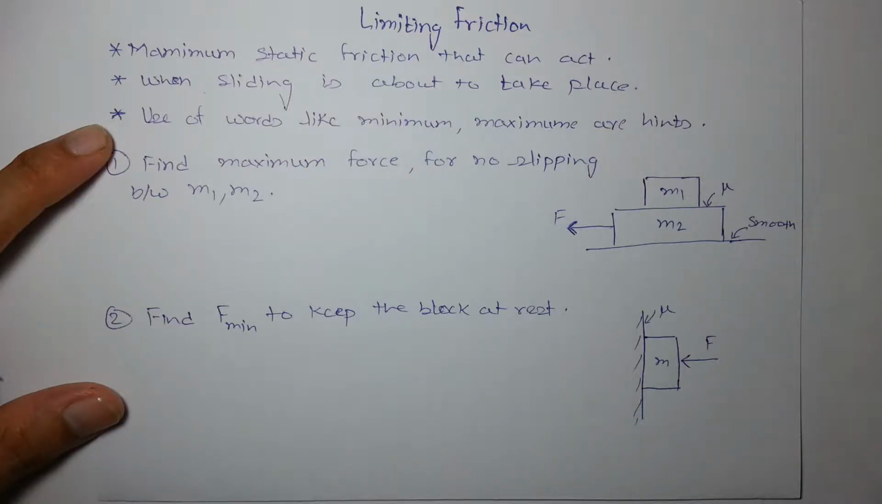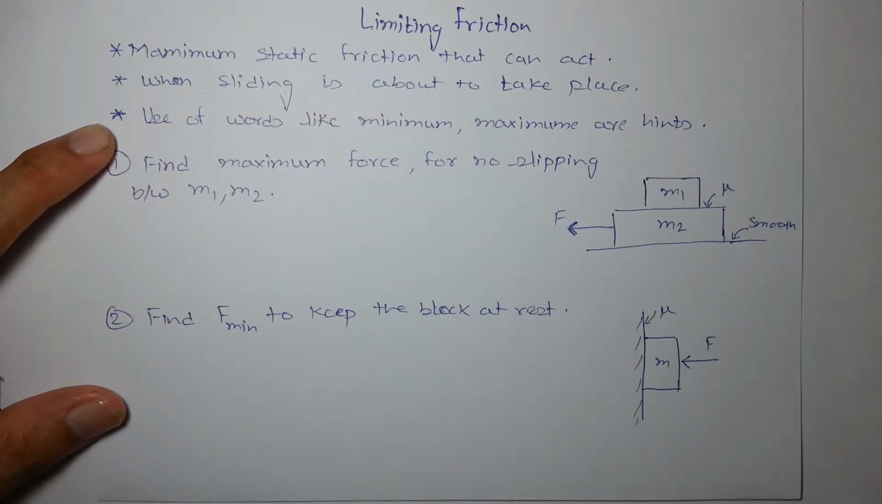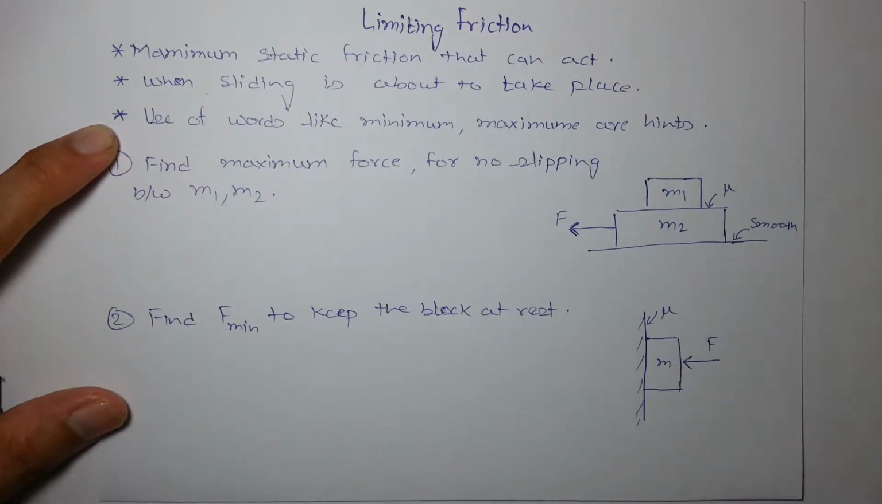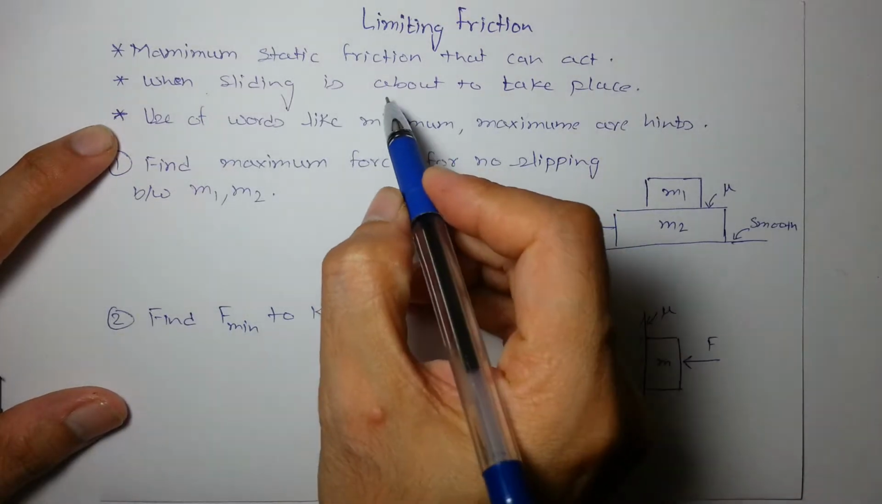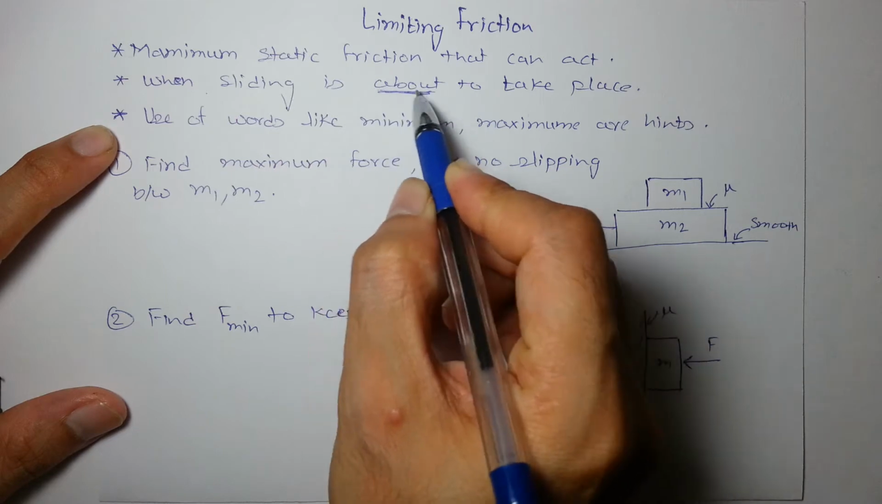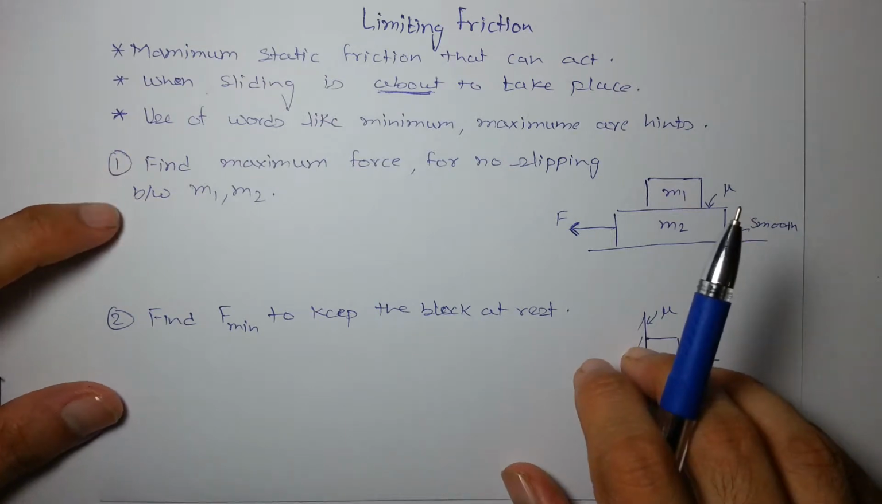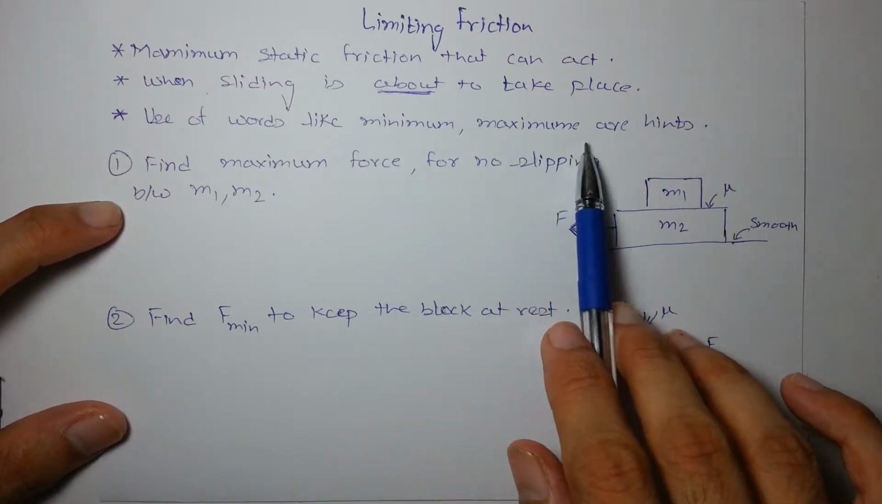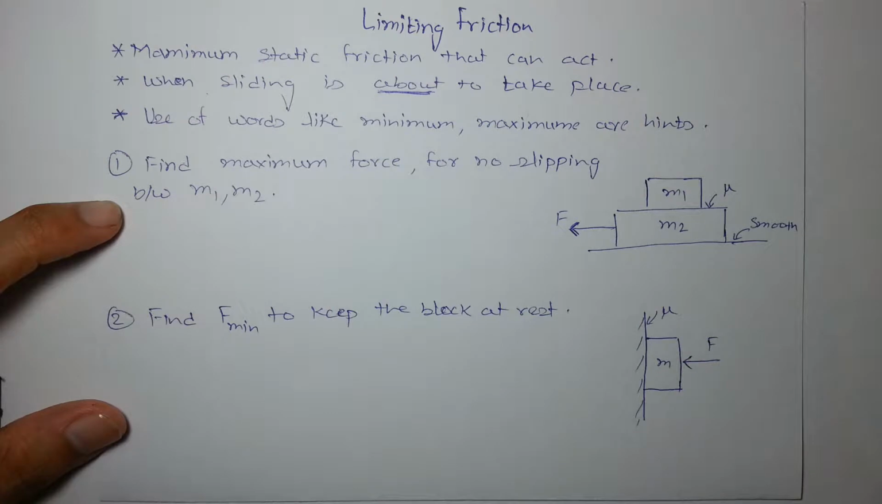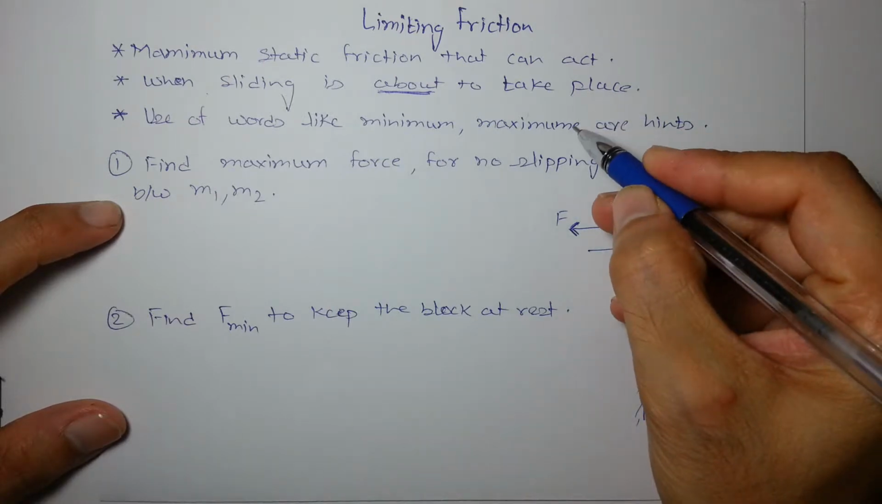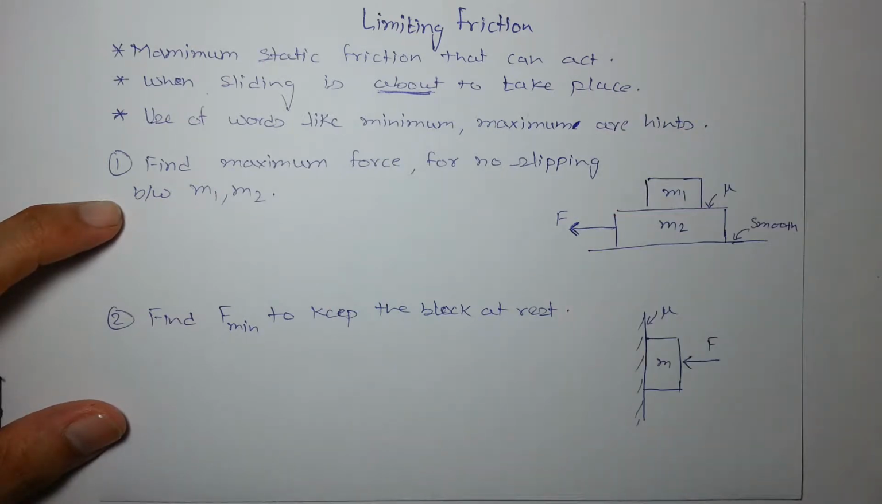Hi guys, in this video I'll talk about limiting friction. It is the maximum static friction that can act. When sliding is about to take place, this friction is acting. Again, the sliding is about to take place, it is not actually taking place. And how can we identify that the case is limiting? The use of minimum and maximum words are the hints that a limiting case is present.